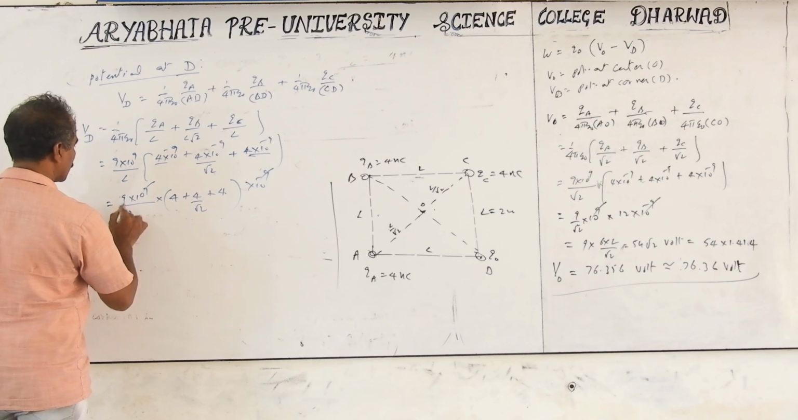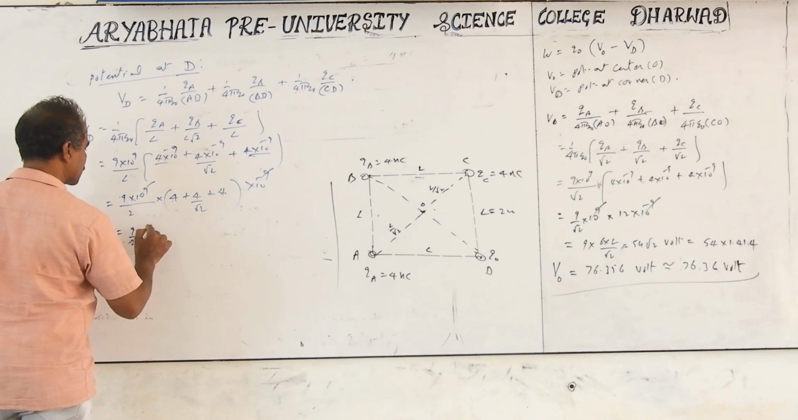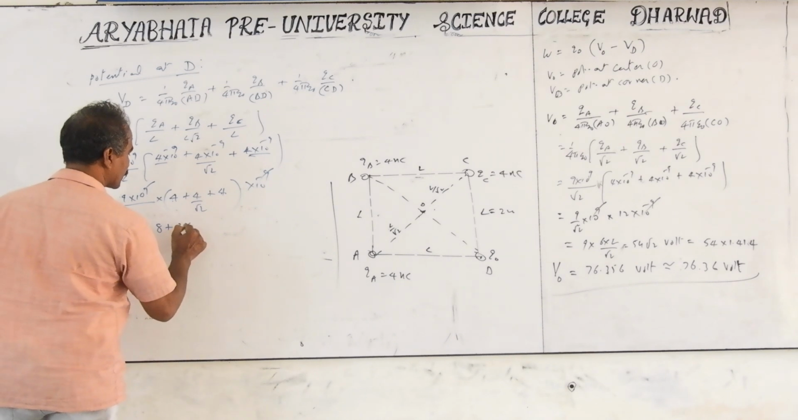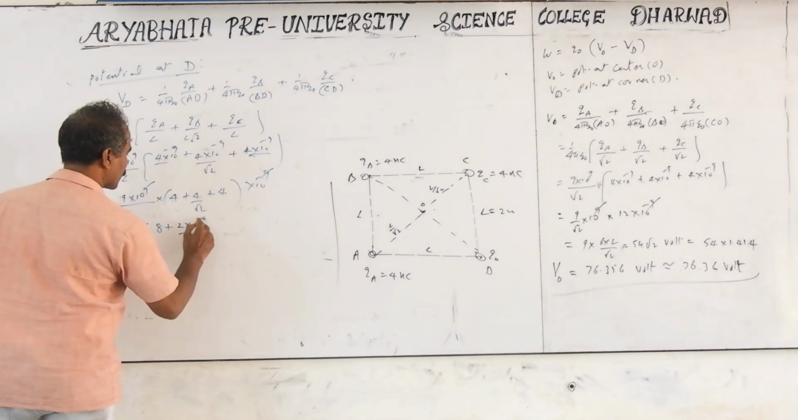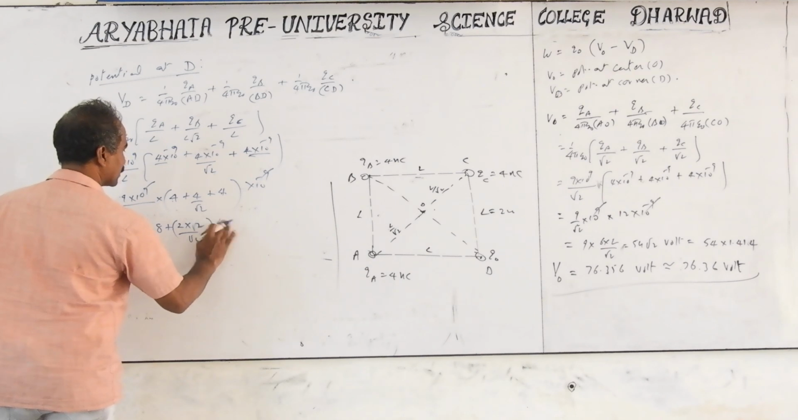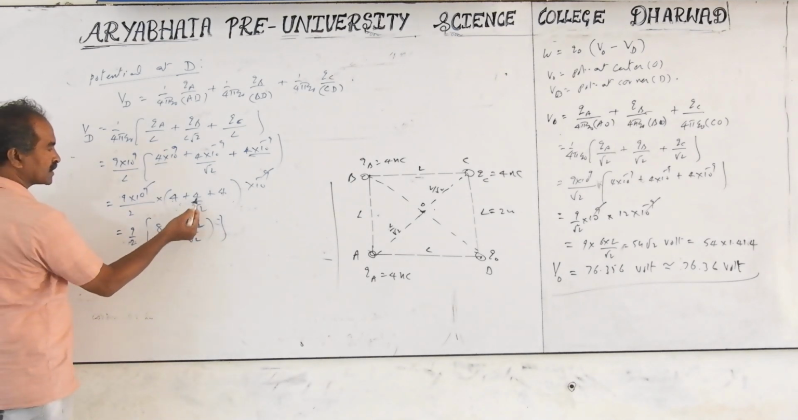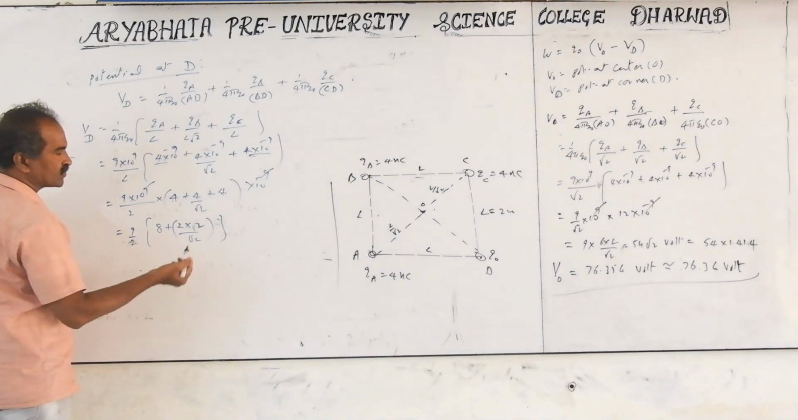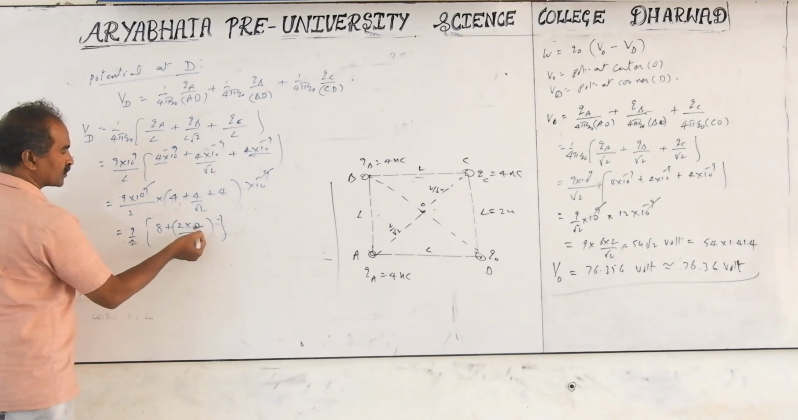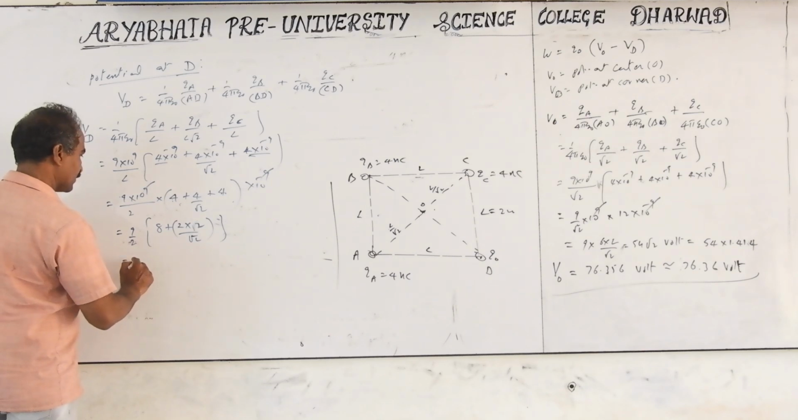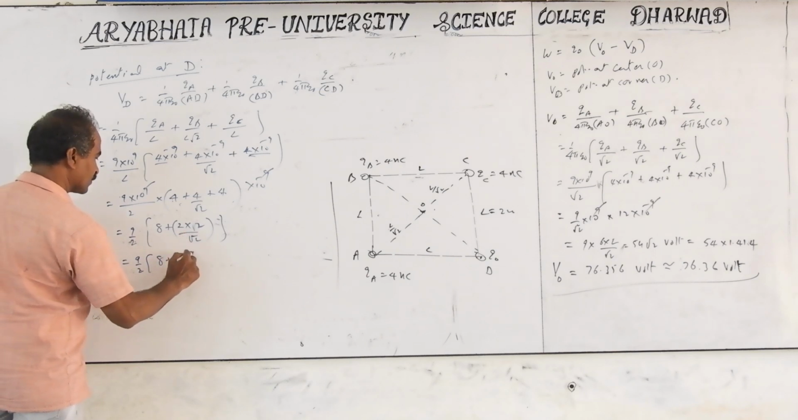This is going to be 9 by 2 into 4 plus 4 is 8, plus I can write this 4 by root 2 as 2 into 2 by root 2. 2 by root 2 is root 2 only. You can directly take a bracket, otherwise use the calculator, or directly write 2 into 2 by root 2. So this is 9 by 2 into 8 plus 2 root 2.